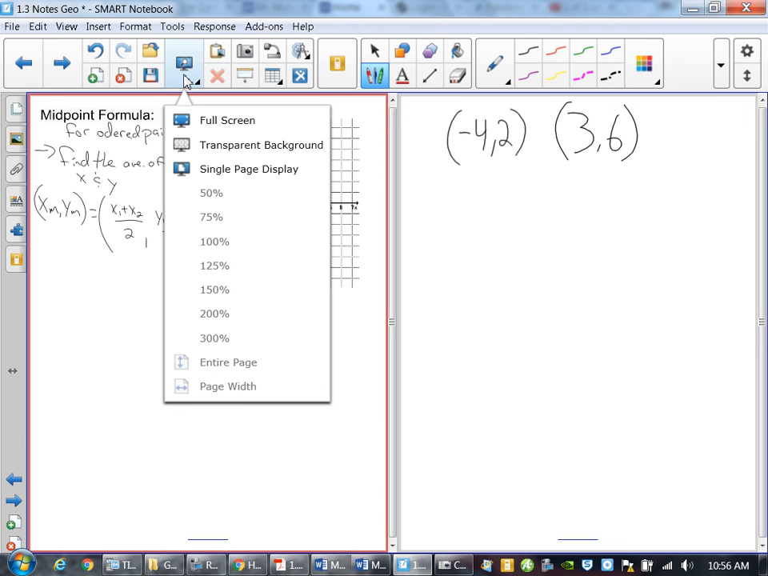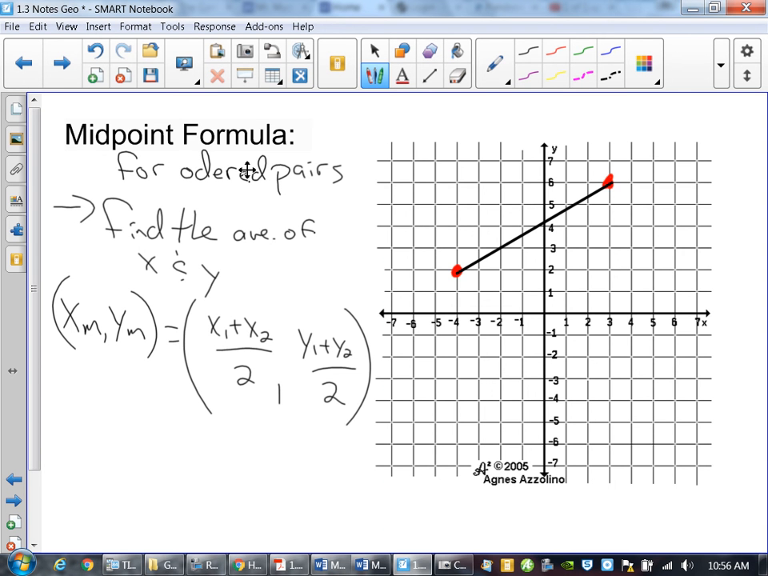Does it matter which one I label first as my first set of x's or my first set of y's? It doesn't matter. To be honest with you, a lot of times if I'm looking at a graph, I just read it from left to right. There's my first x value, there's my second. That's all.